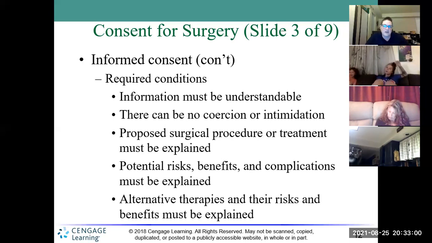The information has to be understandable. So they can't go out to a family and talk completely in medical terms. They have to make it understandable. They have to talk in layman's terms, explaining it in a way that the family or the patient understands what's really happening. And there can't be any coercion, there can't be any intimidation. It has to be the patient's choice. Now, there is a lot of that still happening, but it is not meant to happen. And then, of course, the surgical procedure or treatment has to be explained, and the risks, benefits, complications. If there's any alternative therapy available, its risks and benefits also have to be explained. This is all in informed consent.